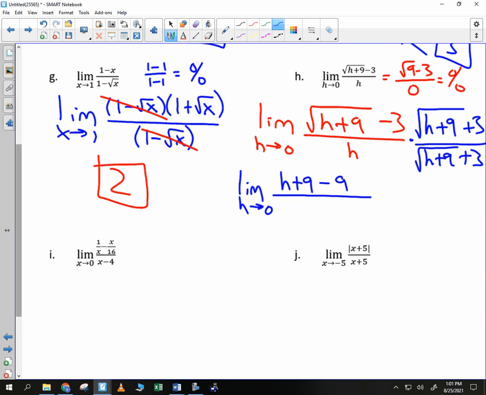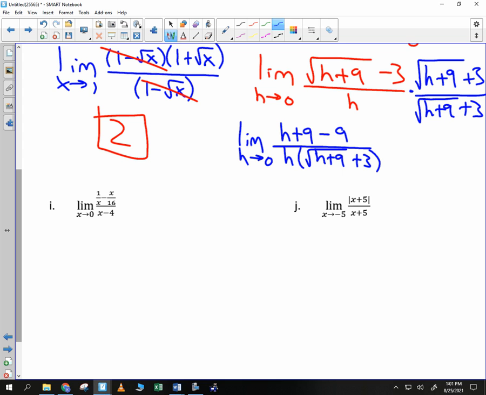Now, the bottom on the other hand isn't so pretty. We'll just write it like it is, h times the square root of h plus 9 plus 3. What do you notice happens in the top? The 9s cancel, and then what happens with the top and the bottom? The h's cancel with each other as well. So I'm left with just that 1 in the numerator, since h divided by h is 1.